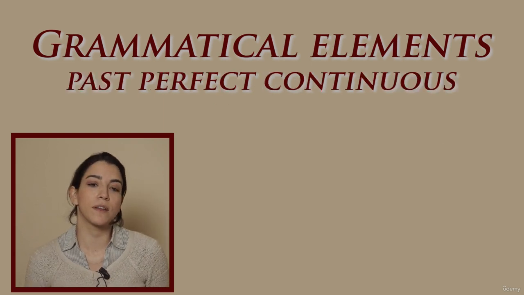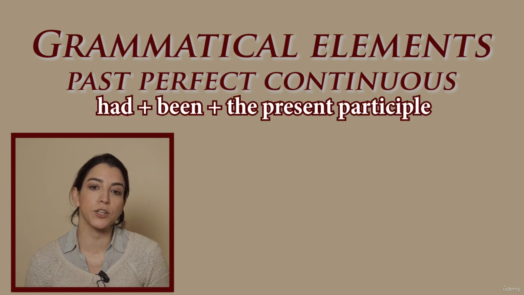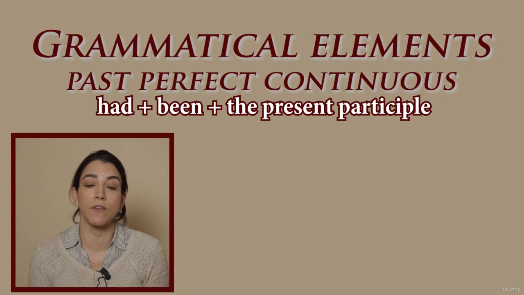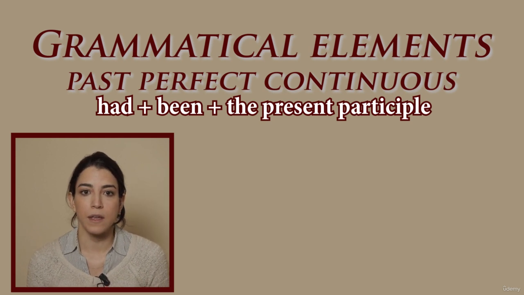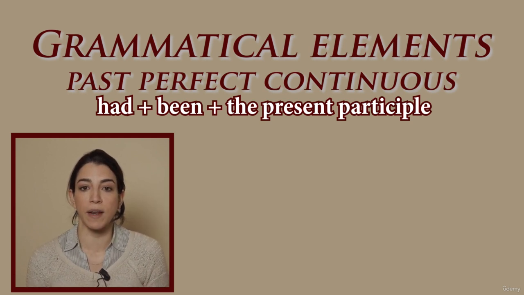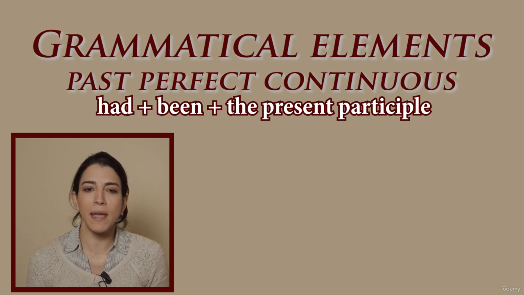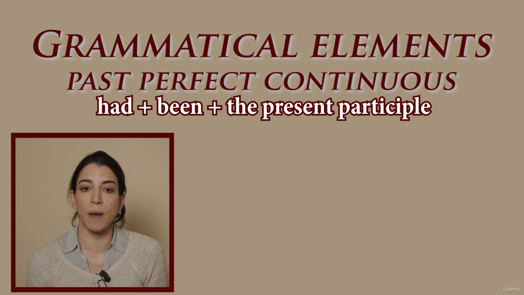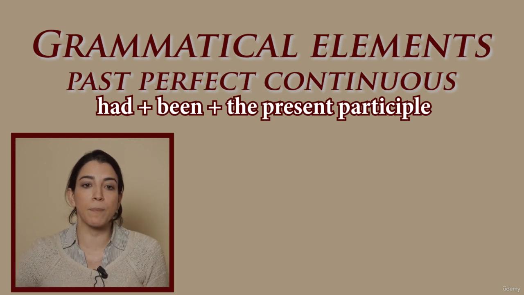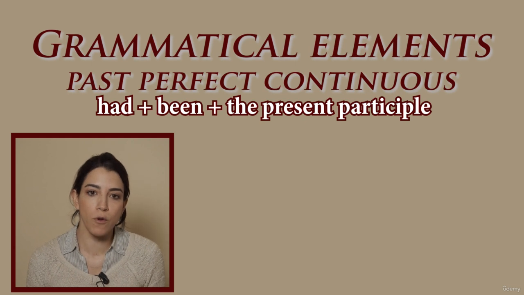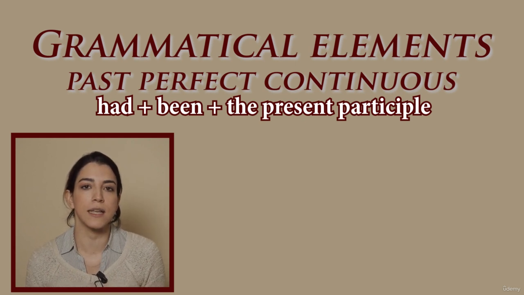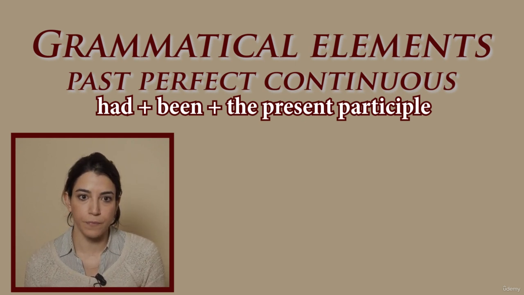Now, the past perfect continuous is the combination of the continuous and perfect aspects with the past tense. It's used for actions that took place before another past action. The main difference between this and the past perfect structure is that the past perfect continuous emphasizes the progress of the action instead of its completion.